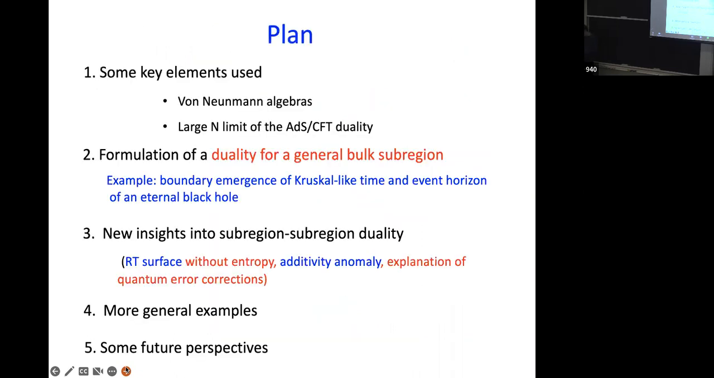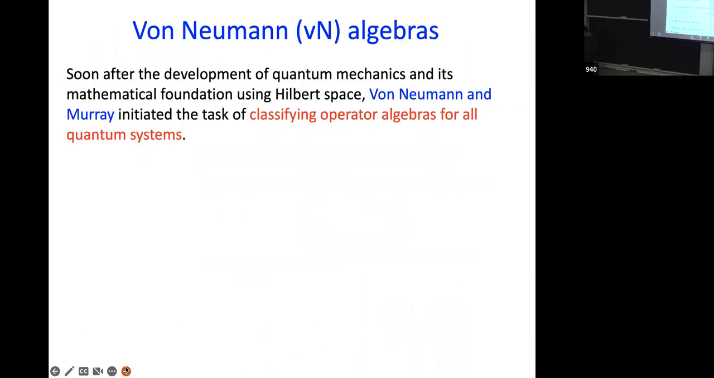Okay, so here is the not realistic plan. Now let me say a few words about von Neumann algebras, since not everybody works with von Neumann algebras on a daily basis. Soon after the development of quantum mechanics and its mathematical foundation using Hilbert space, von Neumann and Murray initiated the task of classifying operator algebras of quantum systems. This is very vital from a mathematician's point of view. It's also well motivated from a physicist's point of view, because the operator algebra essentially gives you the algebra of observables. If you can classify the algebra of observables, you should get insights into your physical system. That's the basic idea.